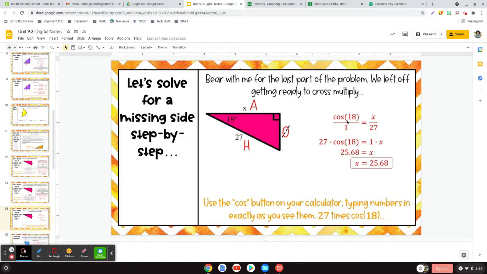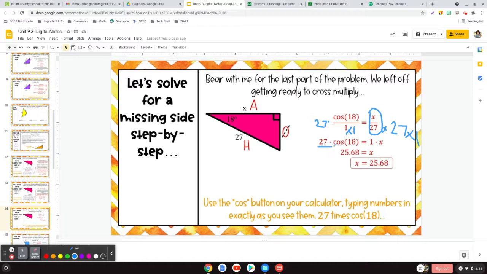So we know that if cosine of 18 over 1 equals x over 27, how do we get this x by itself? This is just a regular problem, guys. We want this x by itself. So if x is divided by 27, how do we undo that? We multiply by 27 on both sides. This side we're dividing by 1, so how do we get rid of that? We multiply by 1 on both sides.